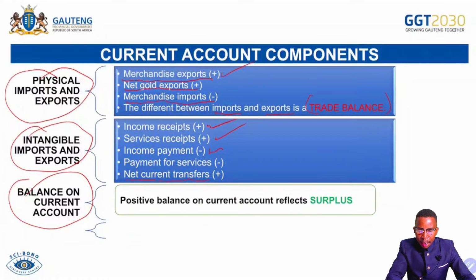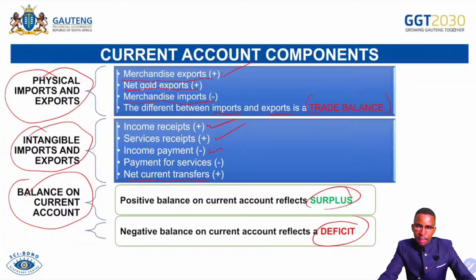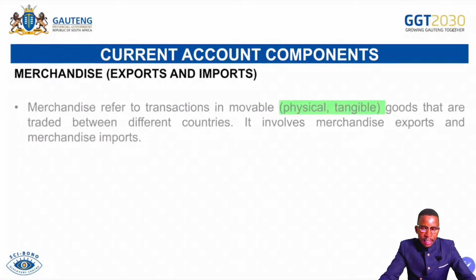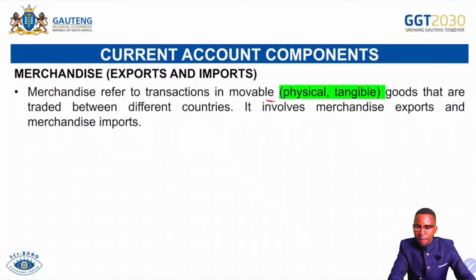A positive balance of payments, or the balance on current account, is referred to as a surplus, but a negative one is referred to as a deficit. That is the display or outlook of what we call the current account. Then let's check the components. They will be discussed. Now, merchandise export, like I've said before, is about movable physical goods or tangible goods that are traded between countries.